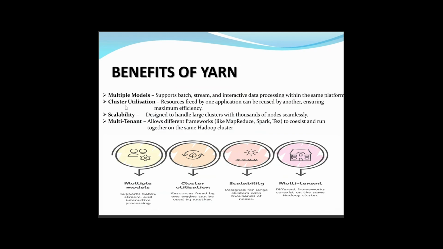Next, we have higher scalability, which can handle thousands of nodes and jobs simultaneously. Fourth, we have a multi-tenant system. Multiple frameworks like Spark and MapReduce can run together on the same Hadoop cluster. And fifth, improved performance and fault tolerance. If one job fails, others keep running. Overall, Yarn makes Hadoop more flexible, efficient, and enterprise ready.